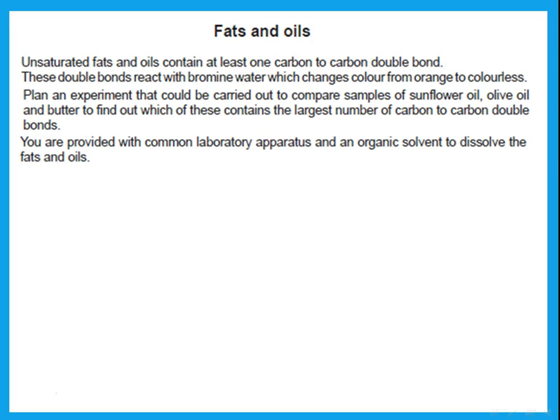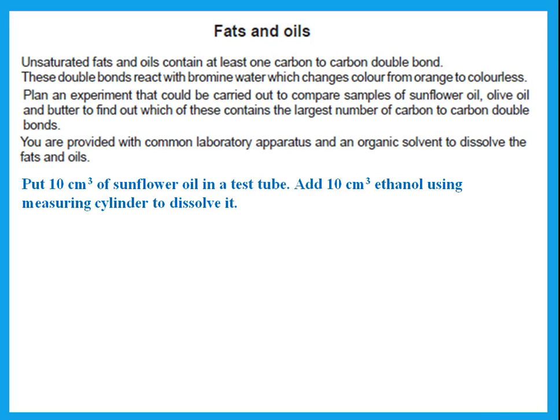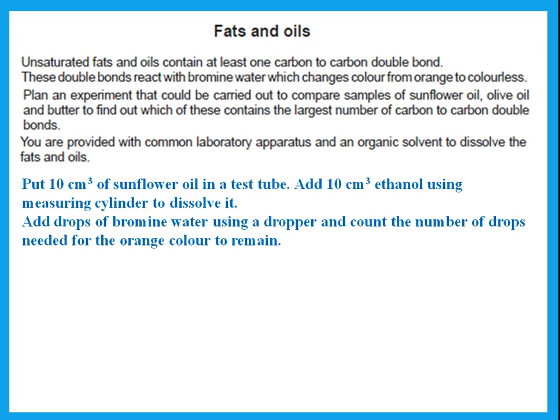Okay, and we said when the bromine reacts, then it changes from orange to colorless. But once we have finished all the double bonds and I add any more bromine, then it should remain orange. That's the basic idea. So this is what we should do. Put 10 centimeter cubed of the first type of oil, sunflower oil, in a test tube. Add 10 centimeter cubed of ethanol using a measuring cylinder to dissolve it, because we need to dissolve the oil in something. Oil does not dissolve in water, it dissolves in organic solvents, which is ethanol.